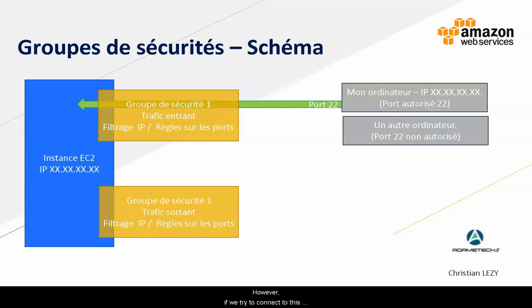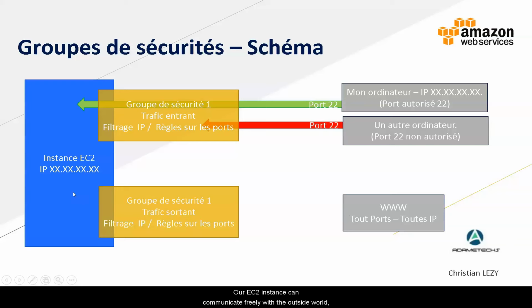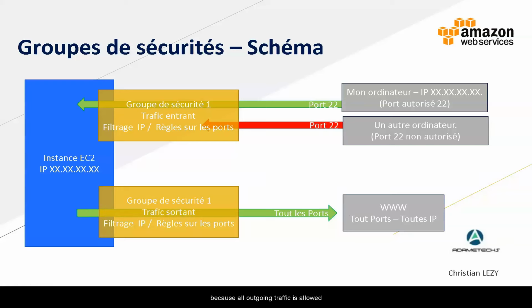However, if we try to connect to the same instance, but this time with a different computer, not authorized to connect to our instance, thanks to the security group, our EC2 will never receive the requests from this computer since they are filtered. Our EC2 instance can freely communicate with the outside world because all the outgoing traffic is allowed.